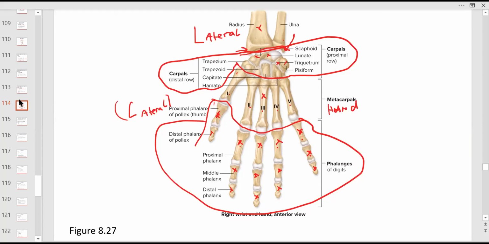Here's the pisiform, which you can only see from the anterior view. This whole bone here is your trapezium. There's a trapezoid, like this is all trapezium. Trapezoid, capitate, and this is all hamate. So again, you don't have to remember these. I would like you to know that the scaphoid articulates with the radius on the thumb side.